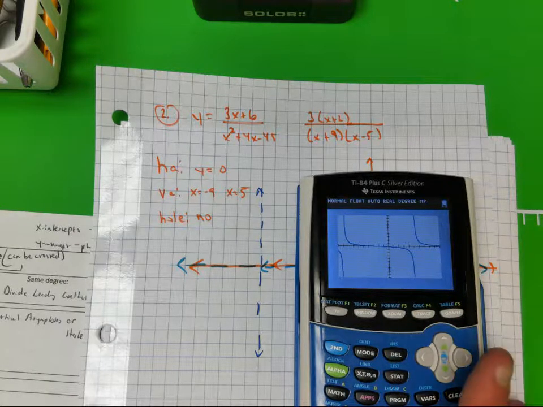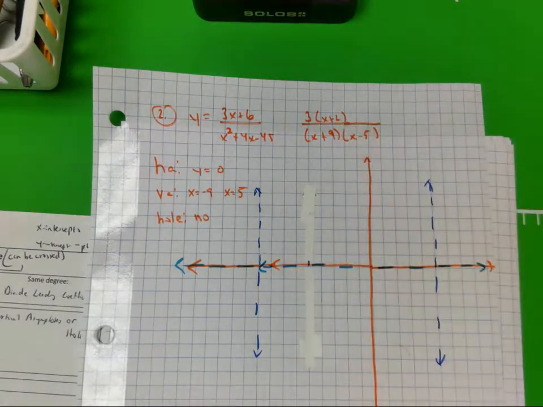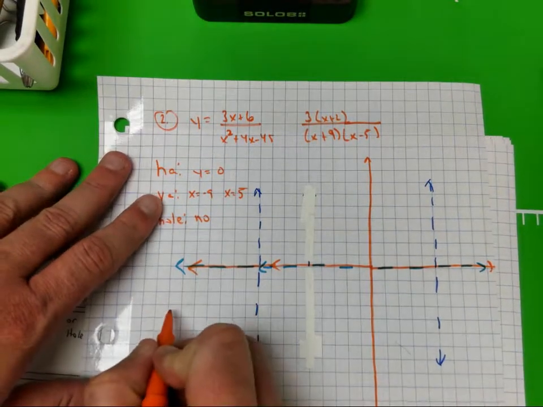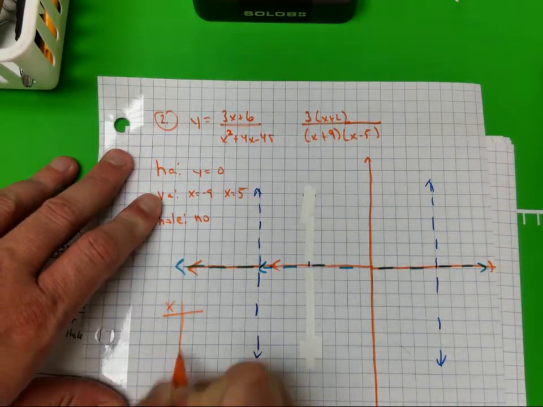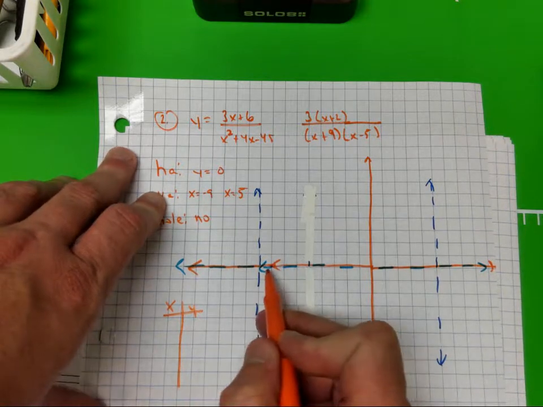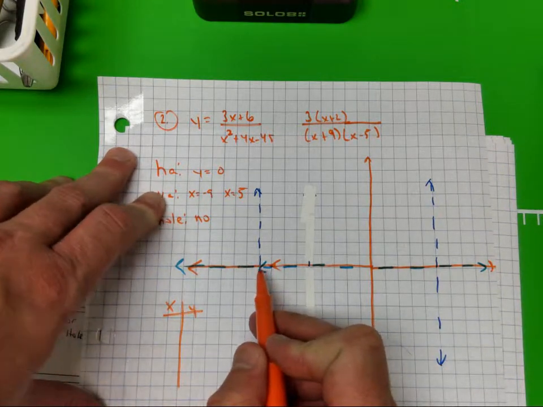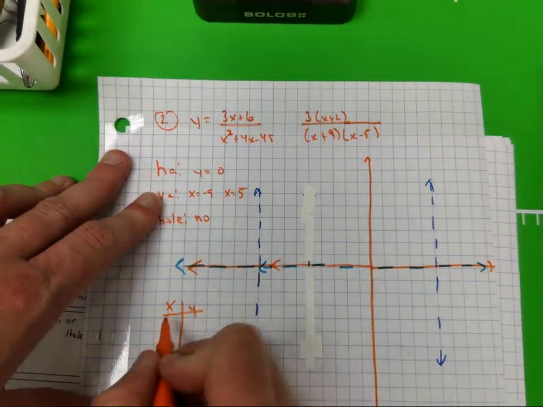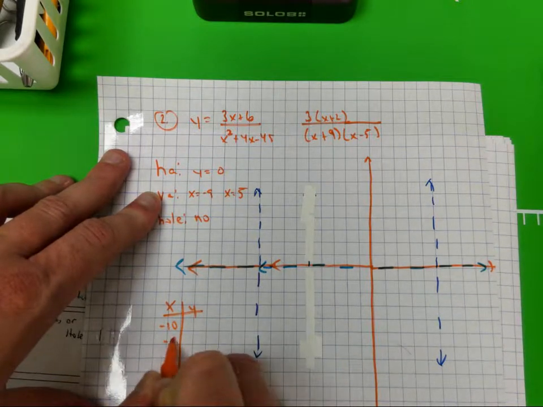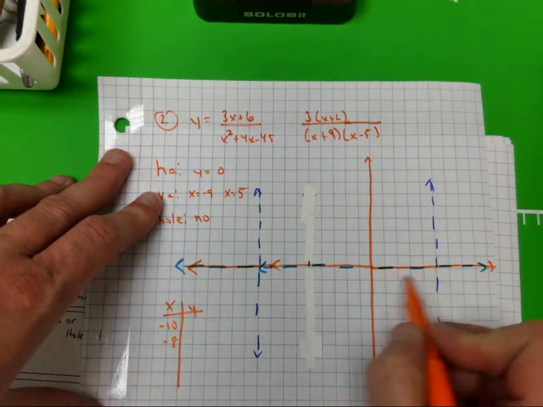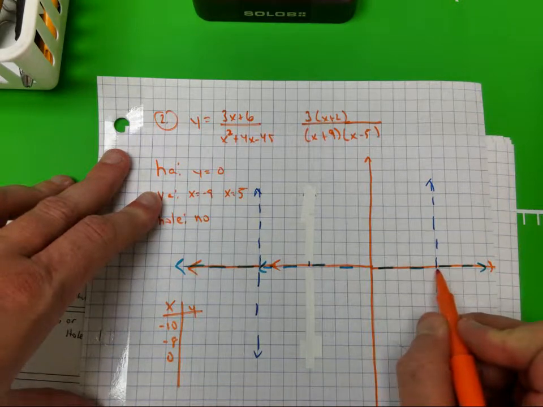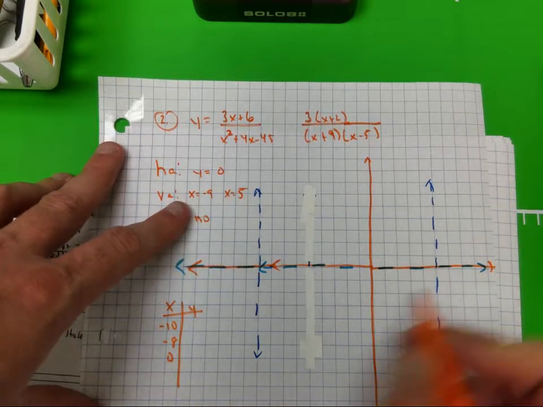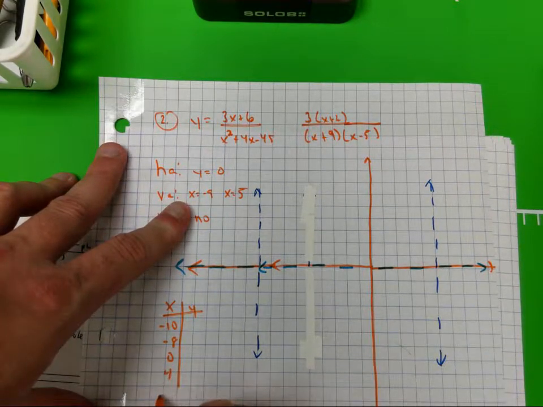Alright, so now we want to make a table. We're going to put this aside for just a minute. We want to make a table. Remember, you want to pick a value to the left and right of each vertical asymptote and always include 0. So to the left of negative 9 is negative 10, to the right is negative 8. Always include 0. Then to the left of 5 is 4, to the right of it is 6.